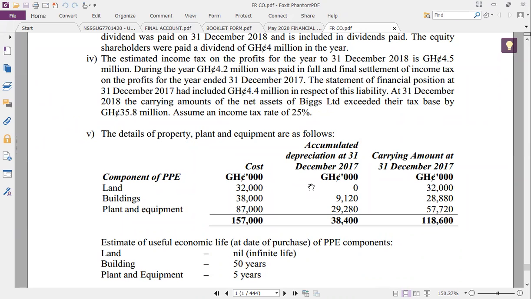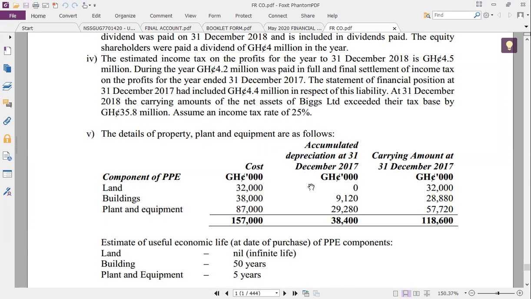Good. Now let's see. The estimated income tax on profit for the year, December 2018, is 4.5 million. What is that? That's a C, right? Current year tax provision, put it there. Once in the footnote, it will also appear where the financial position has current liability, and then two treatments, you are done.